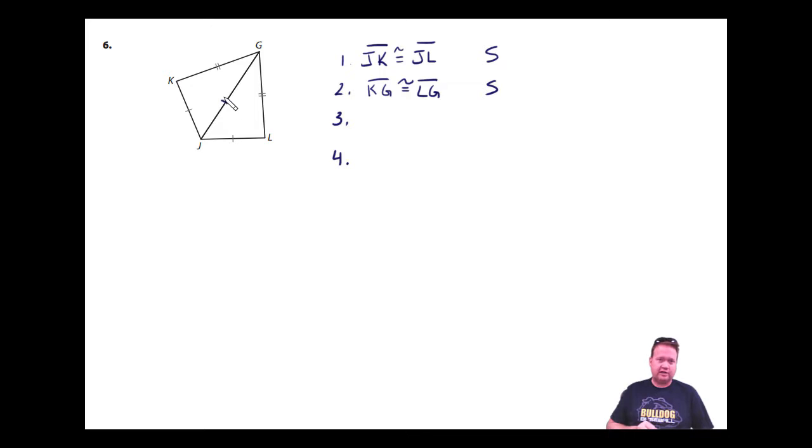It's a shared side. And whenever you have a shared side, we have that reflexive property that says anything can be equal to itself. So JG is congruent to JG. And if I had to provide a reason, it's the reflexive property that says that it's equal to itself. And that right there is a third side. So the triangles are congruent by side, side, side.